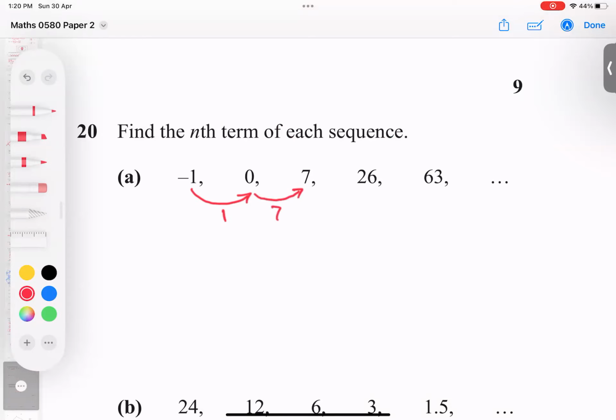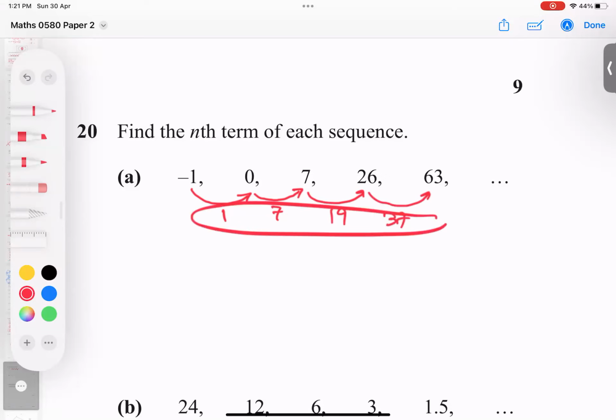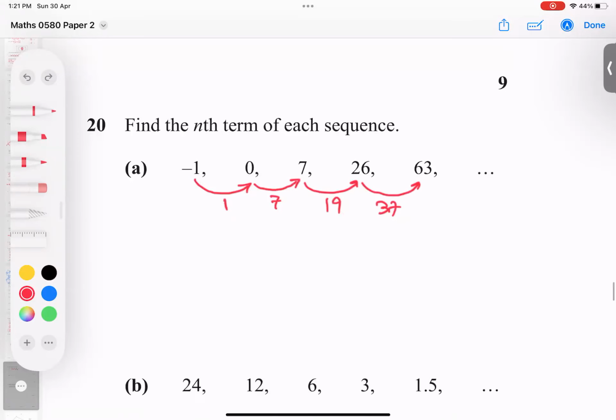So adding 7, adding... what is it, I think 26, yeah, 19. Yes, 19. Or you can do 63 minus 26. This is another way of doing it. You got 37. You see, the first layer differences are not the same.